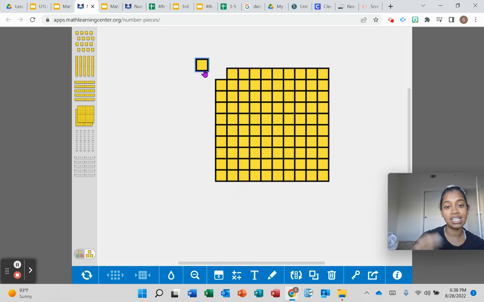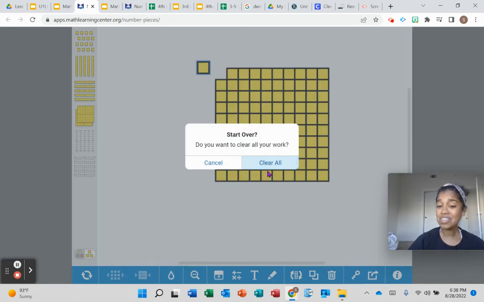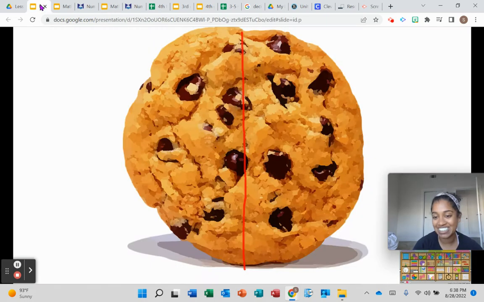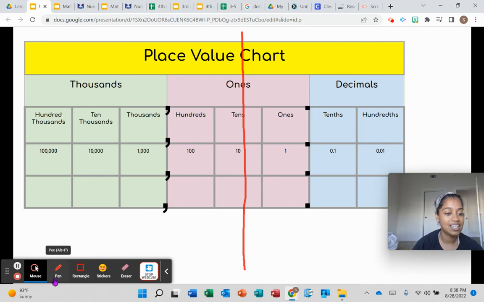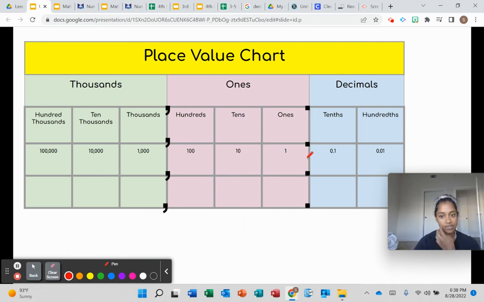If I were to take my cookie and cut it into 100 equal pieces, then one piece is one hundredth of a whole cookie. All right, fantastic. Let's go back to our lesson. So now let's look at our place value chart.